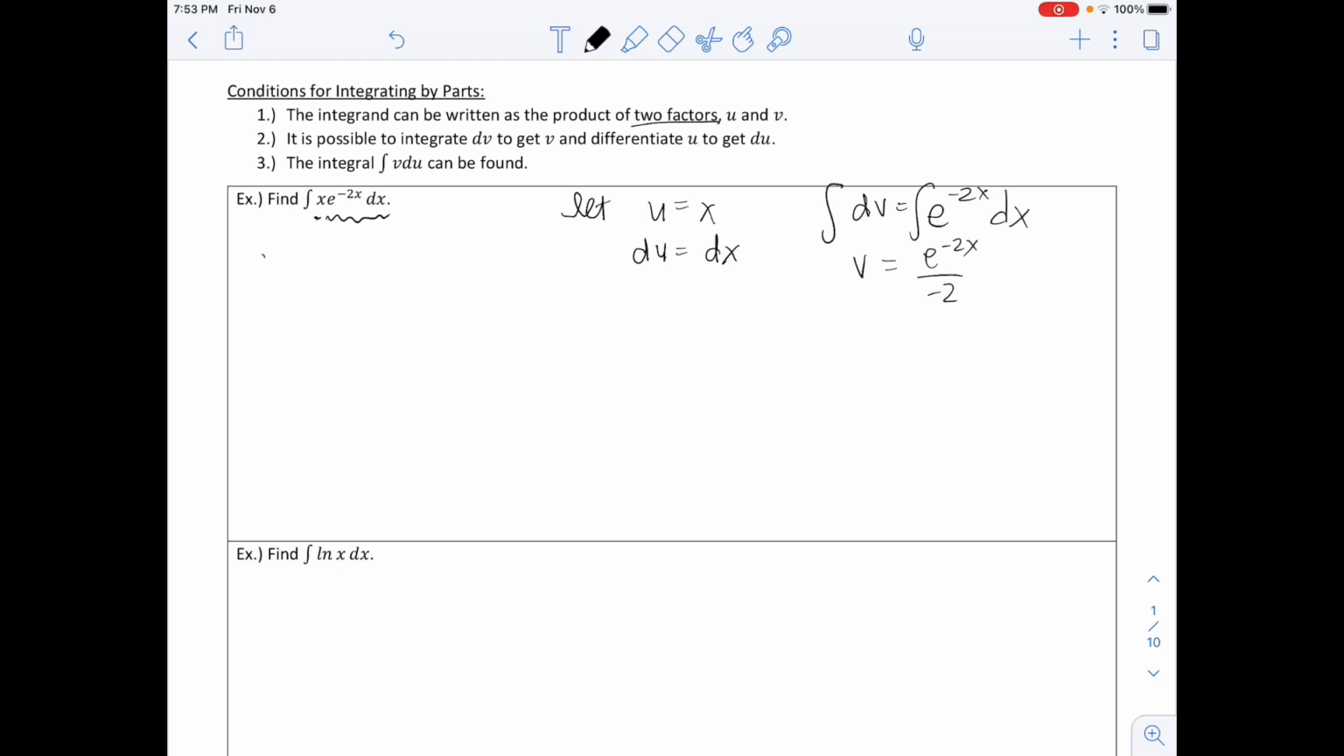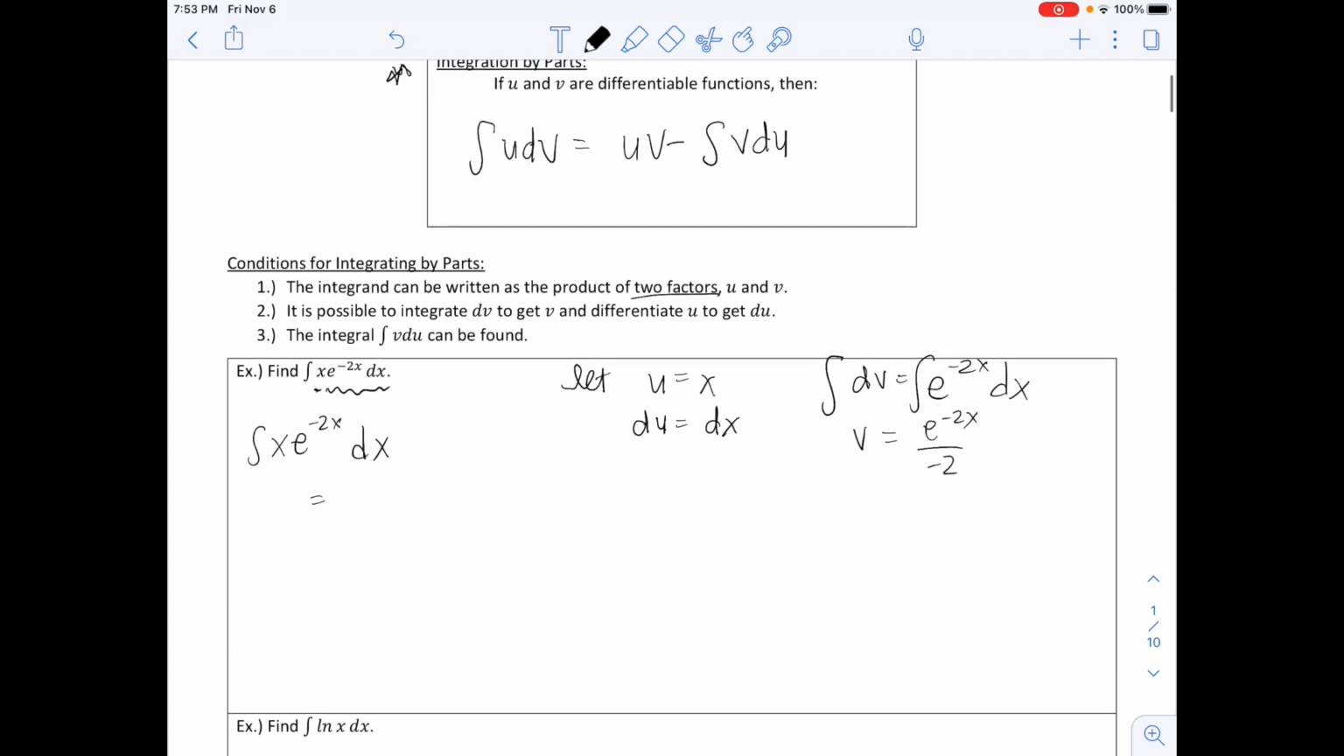So at this time we're trying to integrate x e to the negative 2x dx, and our formula up above says the integral of u dv is equal to u times v, these two multiplied together. So I'm going to write this as x times e to the negative 2x divided by negative 2. Put them in parentheses so you can see that we're multiplying.